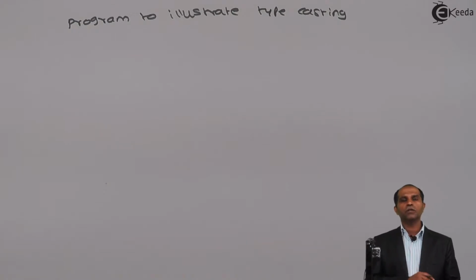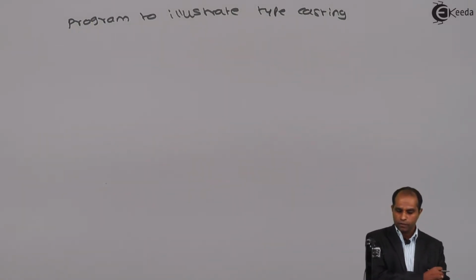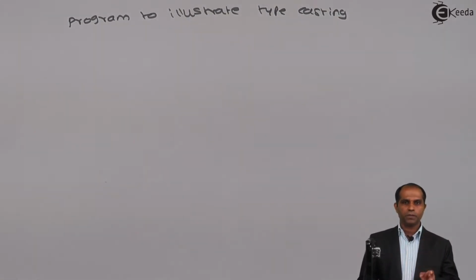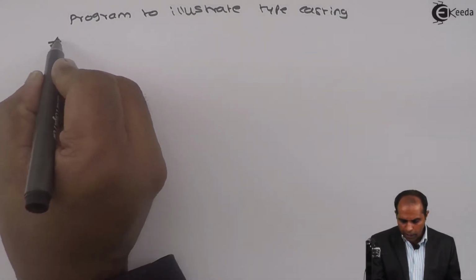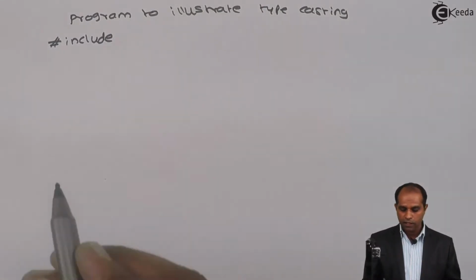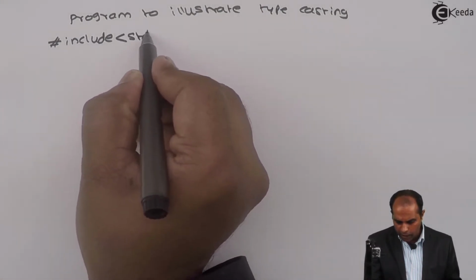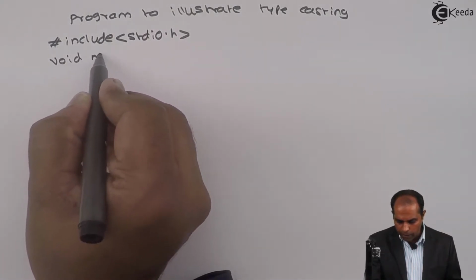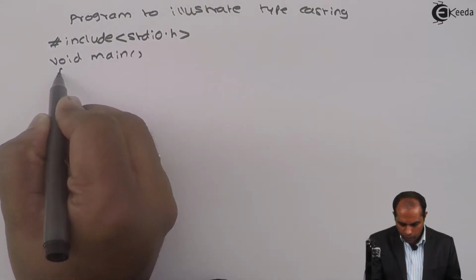Assume that I wish to do some mathematical operations on some integer values. So let's say that I wish to add, subtract, multiply and divide two variables, say a and b. For that, let's put a simple program and illustrate the typecasting in these programming instructions itself. So let's include the header file, #include stdio.h. Then I'll say void main, which is the title for the function.